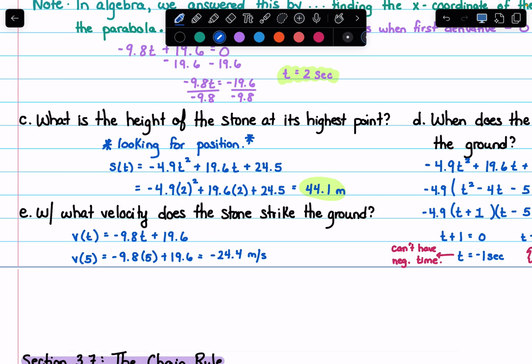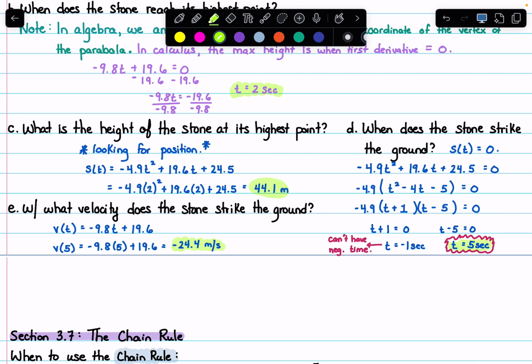And then why does it make sense for the velocity to be negative, but it didn't make sense over here? It's falling. Yeah. We were looking for when it strikes the ground, the position of it, but the velocity when it struck the ground would be negative because the stone was falling. Okay?